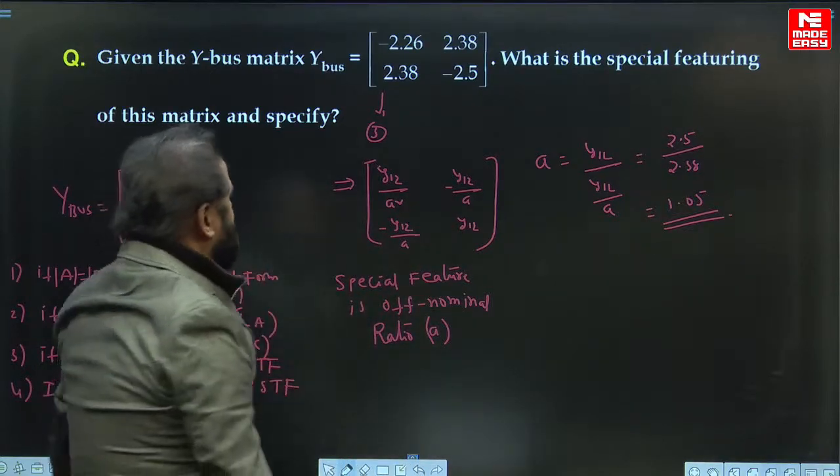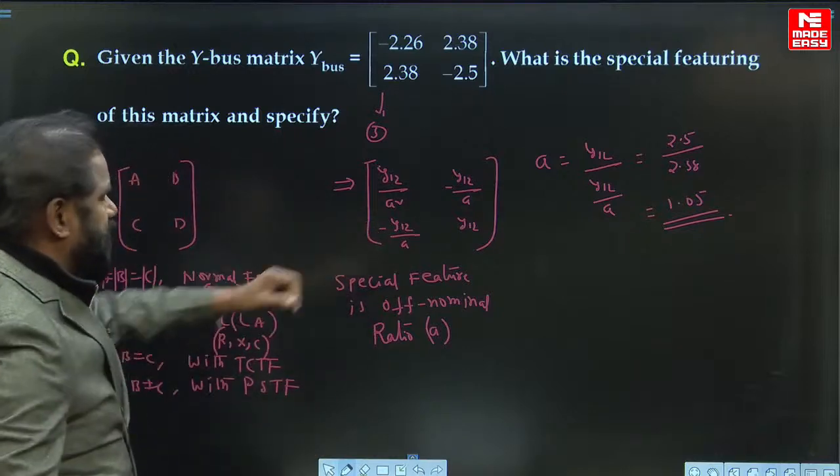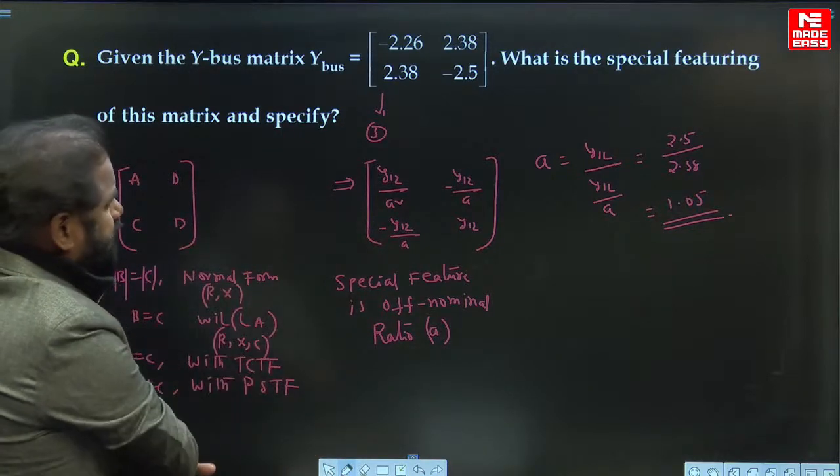First is inductor, third is capacitor. It must be correct. So this is what is called the off nominal ratio. So that is the one.